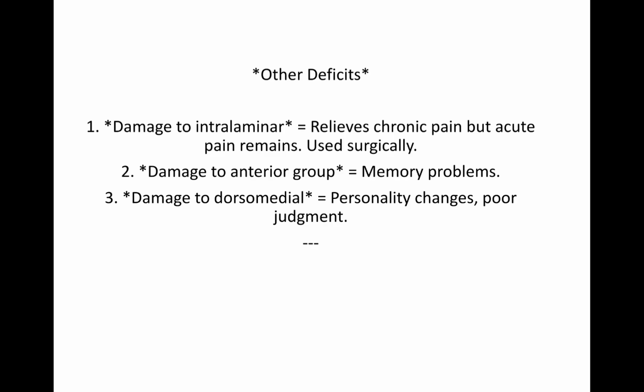Now other deficits. What are the other deficits which can happen other than thalamic syndrome? Damage to the intralaminar nuclei relieves chronic pain, but acute pain is not relieved here, so it is used surgically. Damage to the anterior group of nuclei causes memory problems. Next, damage to the dorsomedial nucleus, you can see personality changes and poor judgment. The personality on the whole changes and poor judgment you can also notice here.